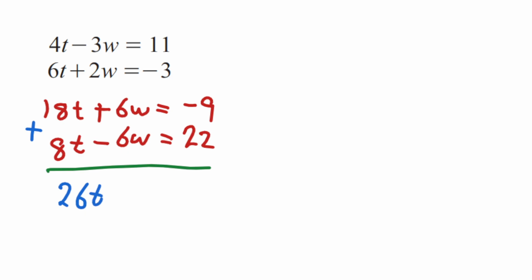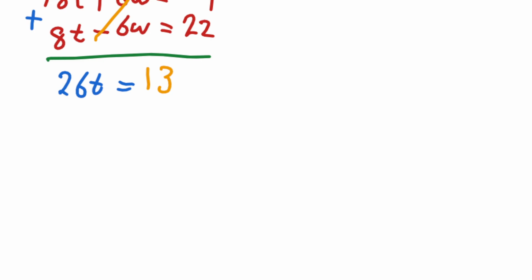So you'll have 26t equals, because these are cancelled, 6w plus negative 6w is cancelled. Now you have minus 9 plus 22. That's just like 22 minus 9, isn't it? Yeah. So what's 22 minus 9? It's 13. That's good. Now we got 26t equal 13. What do you do? You divide by 26. This is cancelled, so you have t equals 13 divided by 26 is a half.